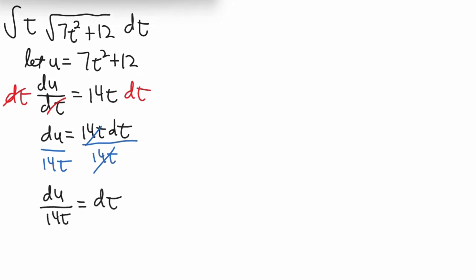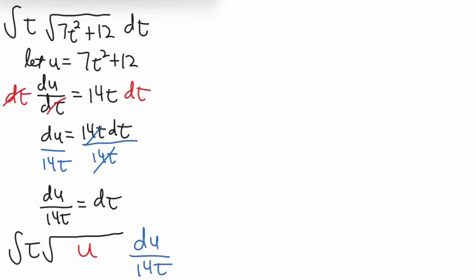So let's do some substitution into the original equation. Okay, so u is equal to 7t squared plus 12. So I'm going to substitute that in. Square root of u, and then I'm going to substitute du over 14t in for dt. Right, so let's reorganize a little bit here. Integral of t over 14t, square root of u du. The t's cancel, and then we can bring the 14 out in front.